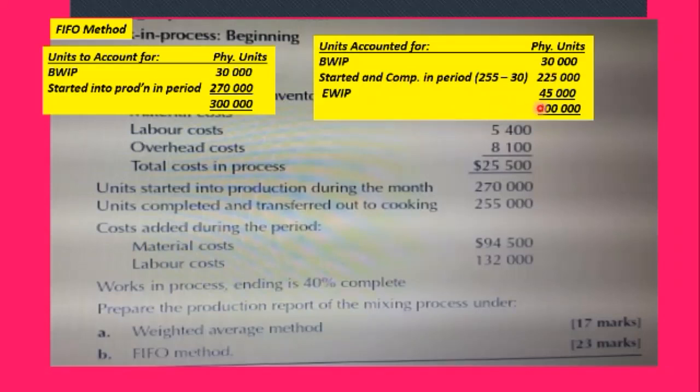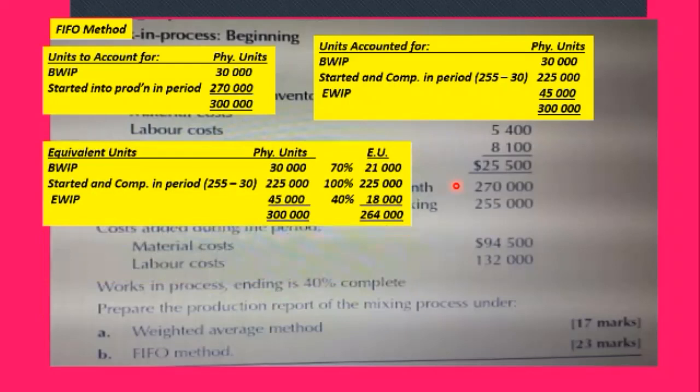Okay, we put in the total down here of 300,000 that we have to account for, and the ending work in process will turn out to be 45,000 units as a balancing figure there. Next, we calculate the equivalent units.